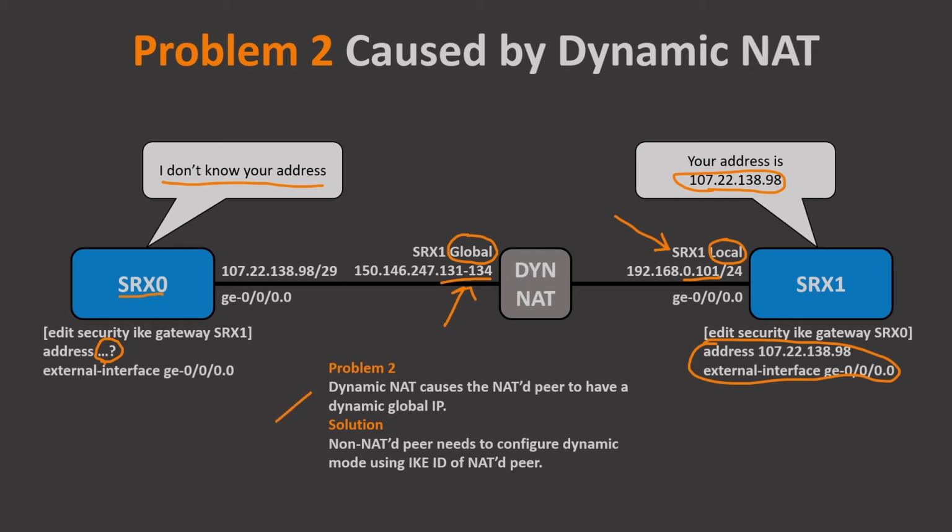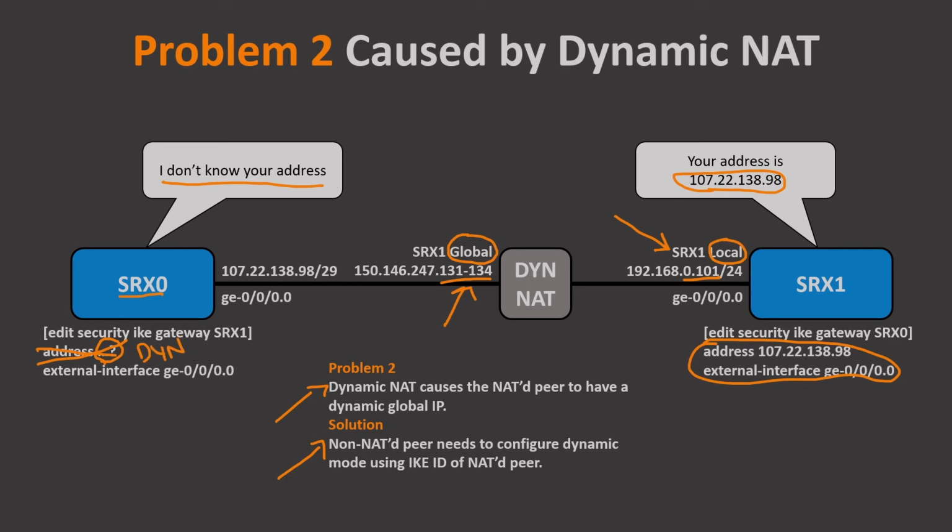So the problem restated is dynamic NAT causes the natted peer to have a dynamic global IP. I mean, duh, that's the definition of dynamic NAT. But the solution is that the non-natted peer needs to configure dynamic mode using the IKE ID of the natted peer. So you can actually not have an address of a peer configured and instead configure something called dynamic mode.